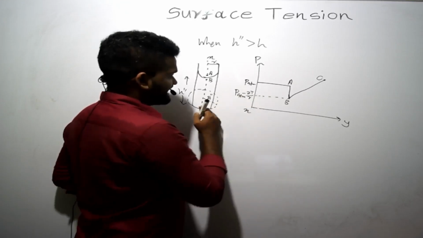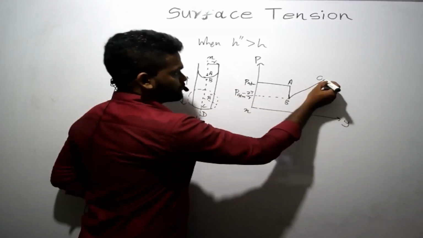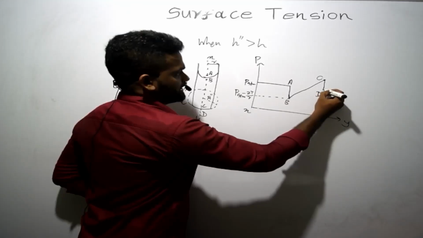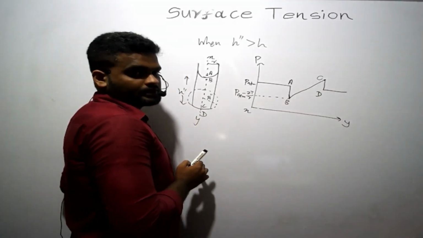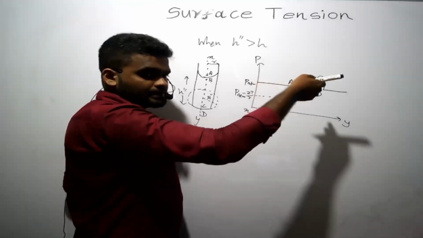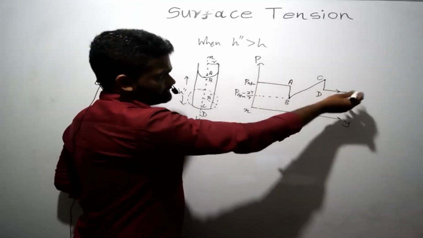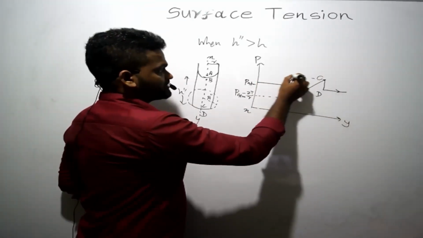Yeah. Then at D, what's the pressure? Drops to atmospheric pressure again at D. Then pressure is constant after D. Okay. You need to analyze these graphs at home again, right?